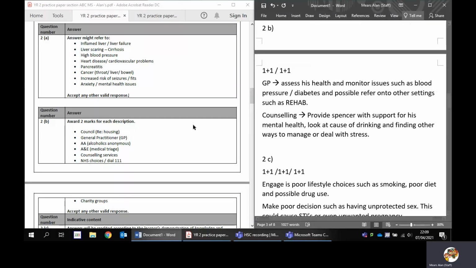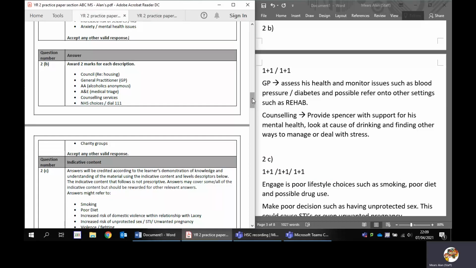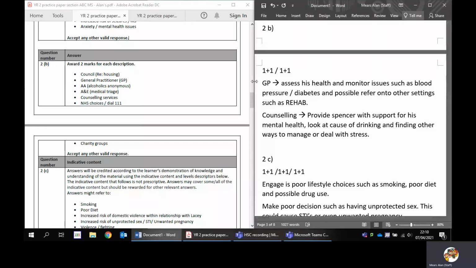For 2B, we're looking at who would provide support. Now we said about who would help, we've got our GP, we've got counselling, so we've got counselling services on here. We have got general practitioner, GP, and we've explained how. You've got the council regarding housing. AA would be the support. We've already used them for 2D. Counselling services, which we've talked about, A&E and NHS choices. So again, we've got our point and an explanation.